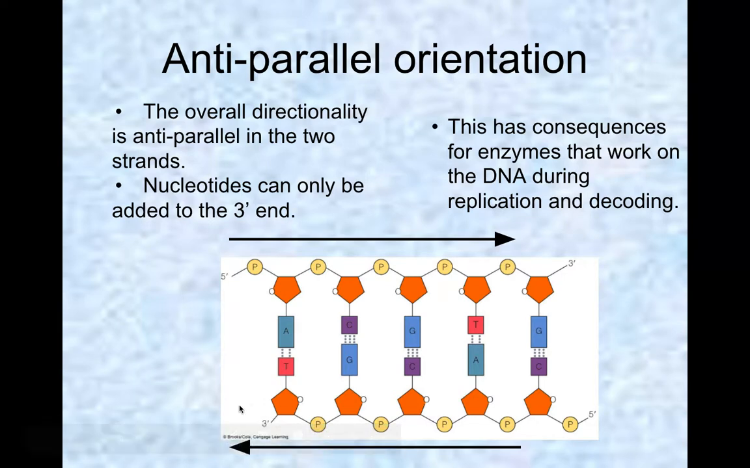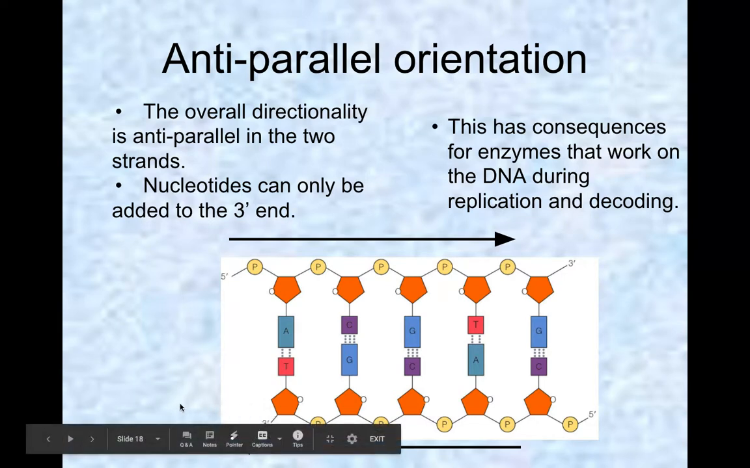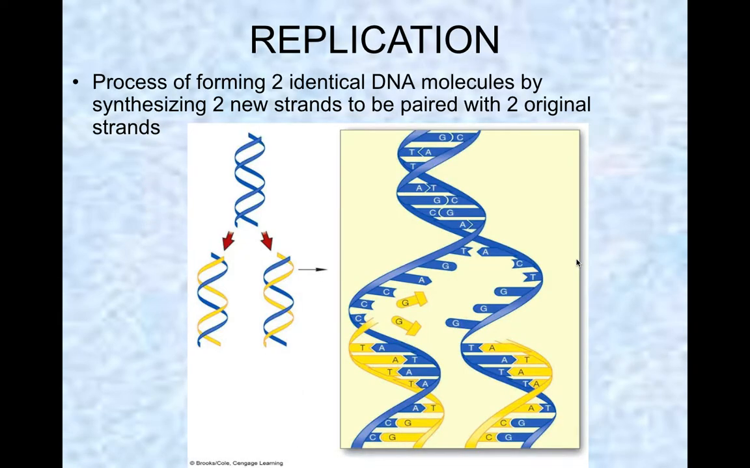Well, that's crazy because what it means is I can extend on this strand going in the left direction, but on this strand, I can only extend in the right direction. So this is going to be a very big problem when we start talking about replication. So replication is how we take a single DNA molecule and produce 2 identical DNA molecules from it.